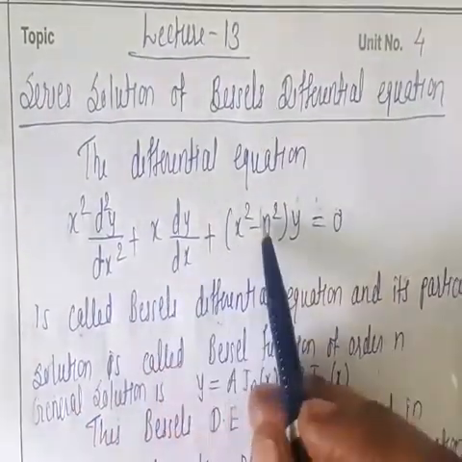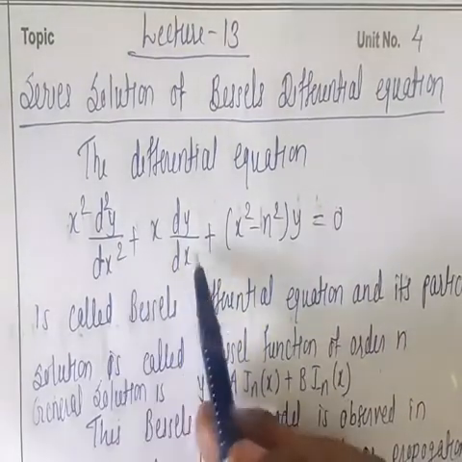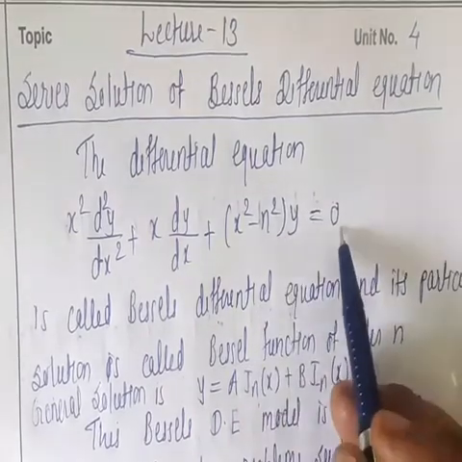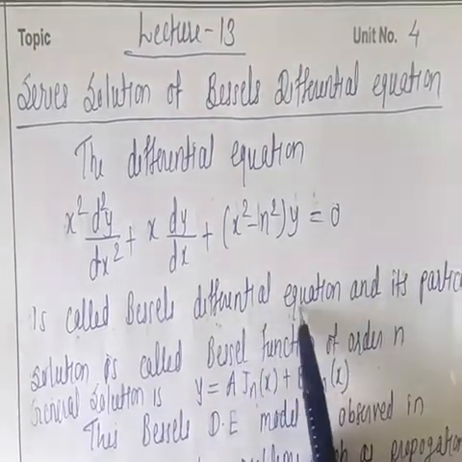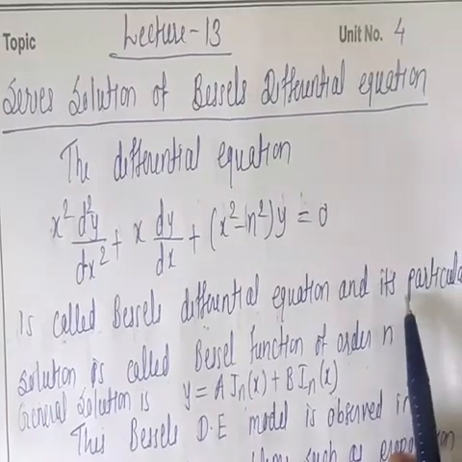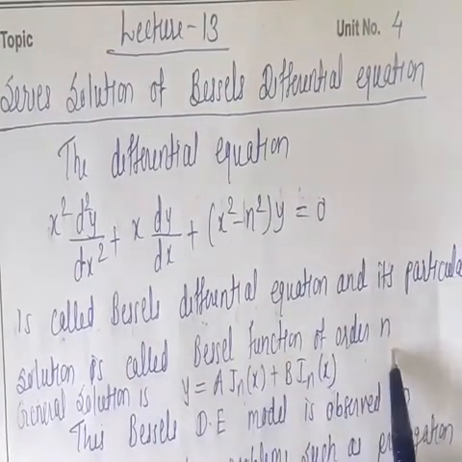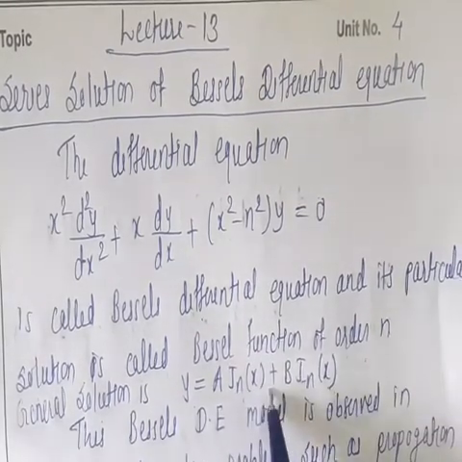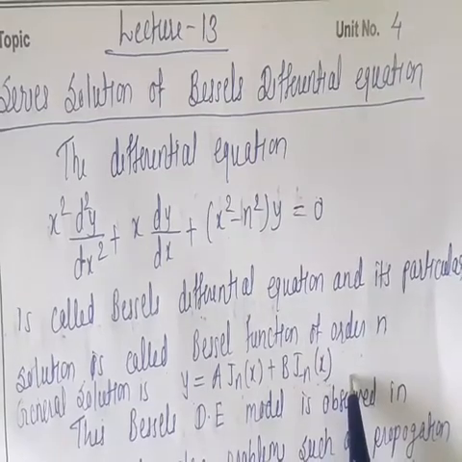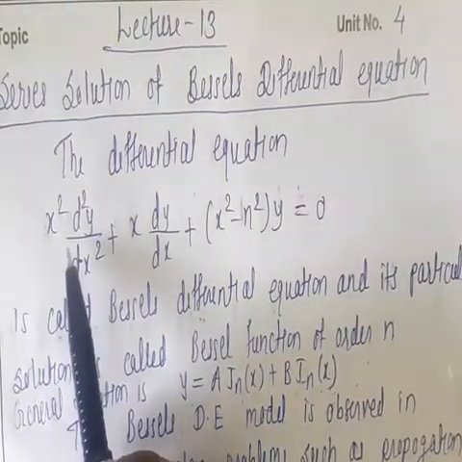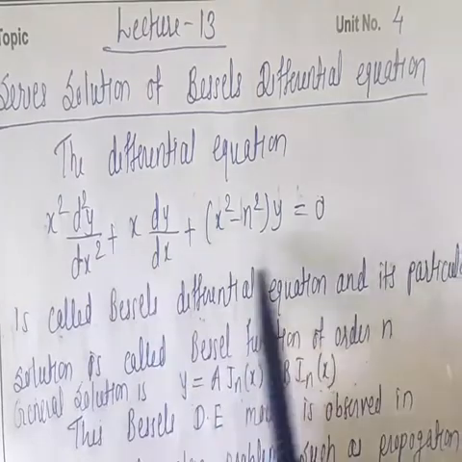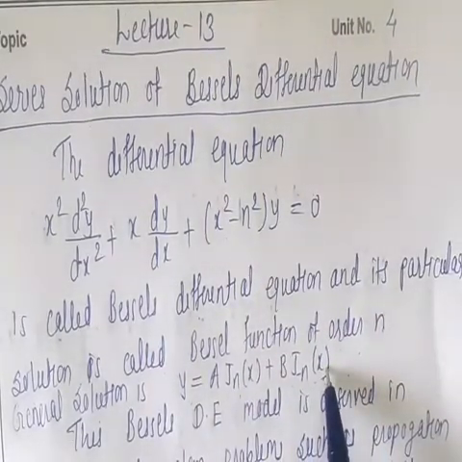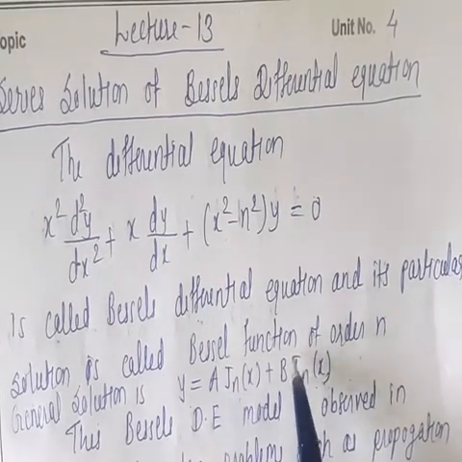The differential equation x square d2y by dx square plus x dy by dx plus (x square minus n square) y equal to 0 is called Bessel's differential equation, and its particular solution is called Bessel function of order n. So the solution of this differential equation is y equal to a J n of x plus b J of minus n of x. If such a differential equation is there, then its solution is in the form of J n of x and J of minus n of x, which is a special function called Bessel function.